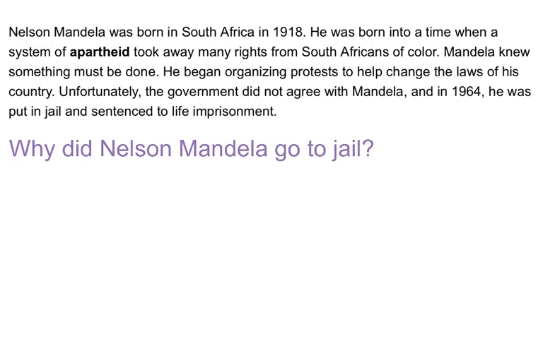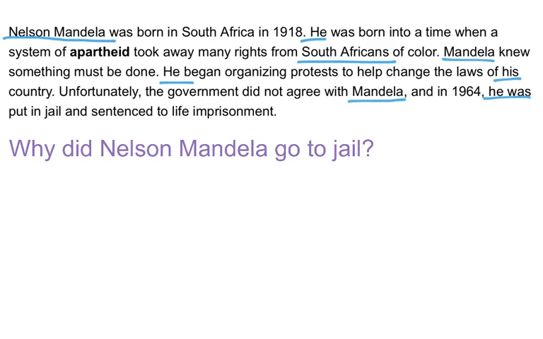Nelson Mandela was born in South Africa in 1918. He was born into a time when a system of apartheid took away many rights from South Africans of color. Mandela knew something must be done. He began organizing protests to help change the laws of his country. Unfortunately, the government did not agree with Mandela, and in 1964, he was put in jail and sentenced to life imprisonment.